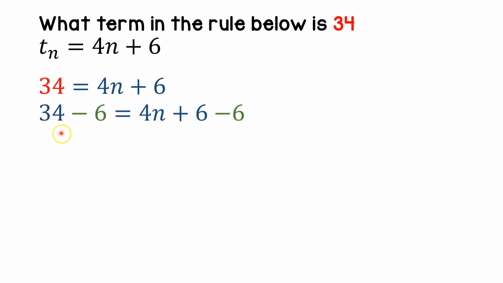Now 34, take away 6 is 28. And then plus 6 and minus 6, well, they kind of cancel out. So that only leaves 4n on this side here.